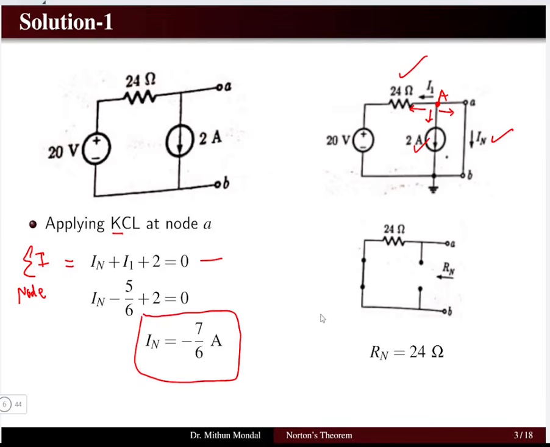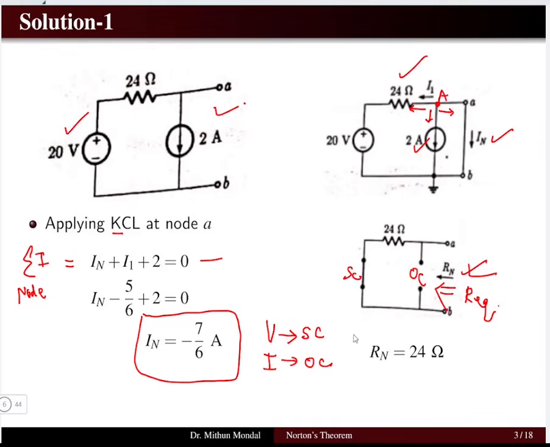Once we have found the value of the Norton current, we will calculate R Norton, that is, the open circuit equivalent resistance at the terminal AB. So when we look towards the terminal, the equivalent resistance is known as R Norton. Now here we need to remove the sources. We have to turn off the sources. The voltage source will be turned off using a short circuit. The current source will be turned off using an open circuit. So here we have a voltage source which is short circuited. Here we have a current source which is open circuited.